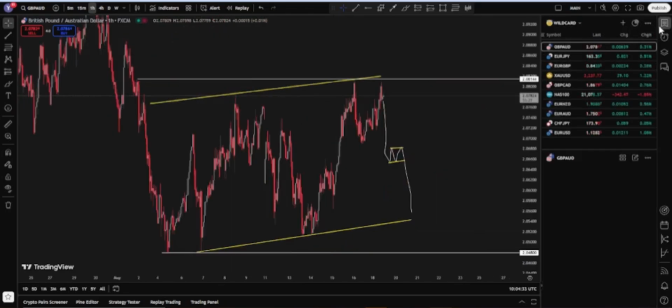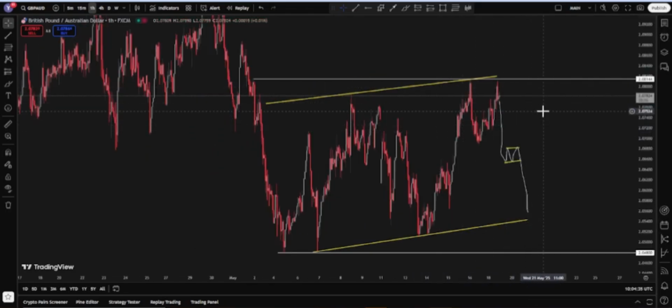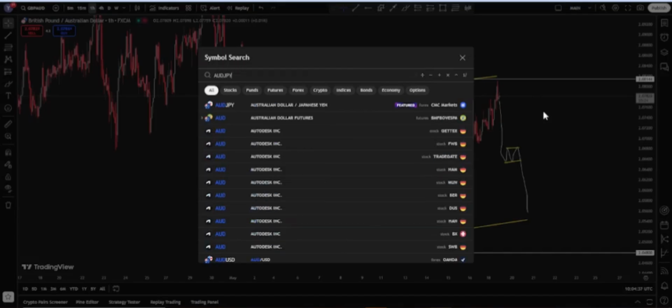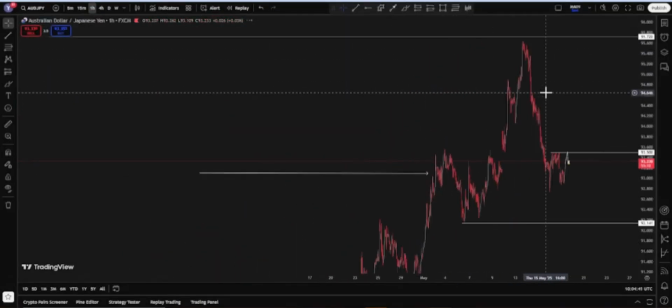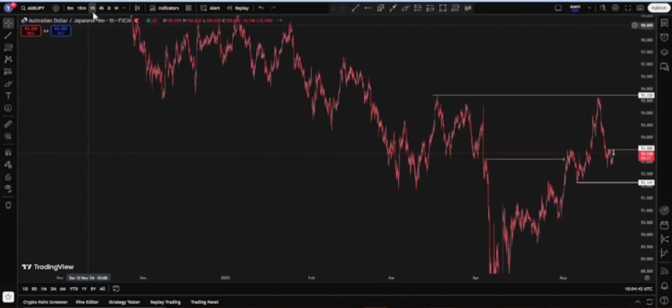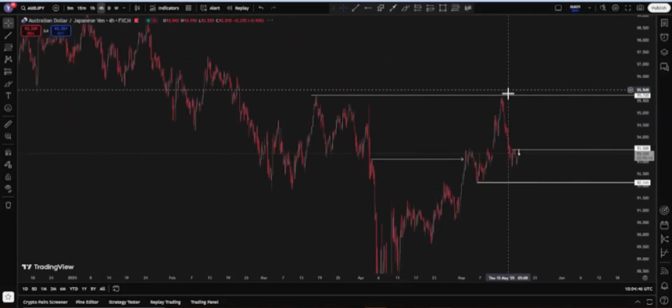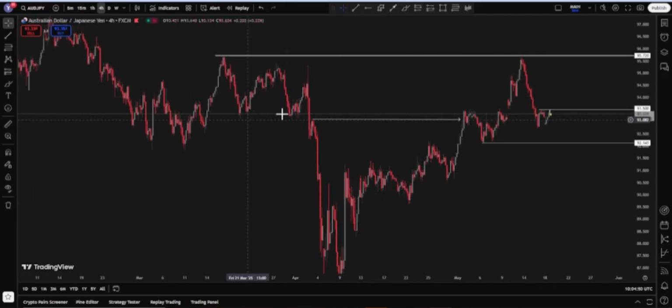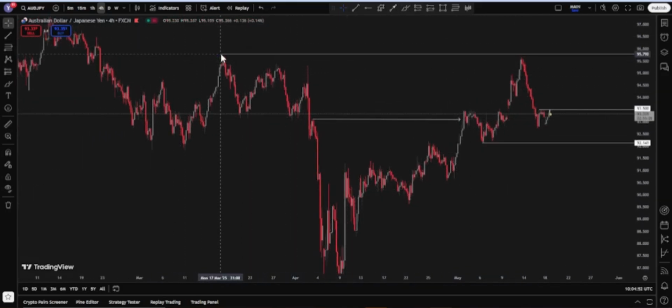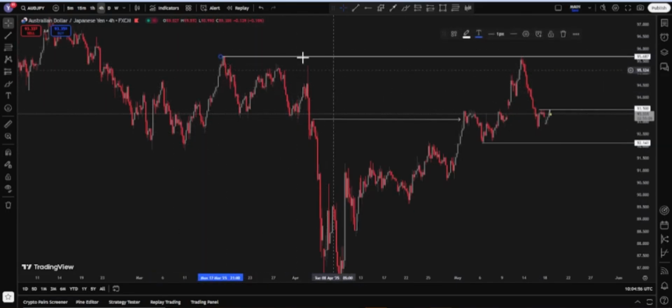So we have AUDJPY. So AUDJPY, this is the current structure. Looking at the 4 hour, this is what I have here on the current structure. We have price. This is where price volume was. This was where volume was created, and that led to the causation of this move here.